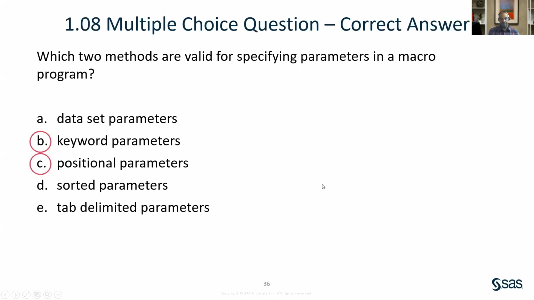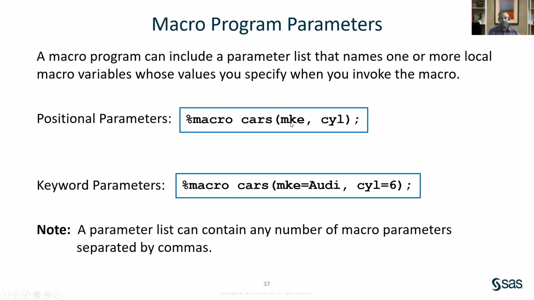We will see both. Positional, keyword. So here's the story with positional macro parameters. And I would say 90-something percent of the time, the parameters will end up being macro variables anyway. So when you define them, they're based on position, whichever one you put first and second, because when you assign values to them, if you call the macro %cars, open parentheses, the first thing you type must be the make, comma. The next thing you type must be the cylinder value.